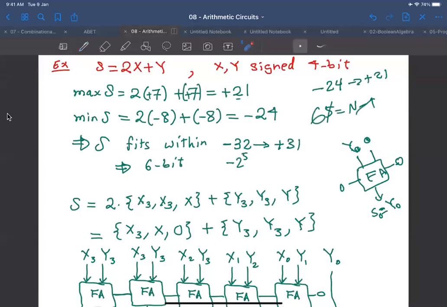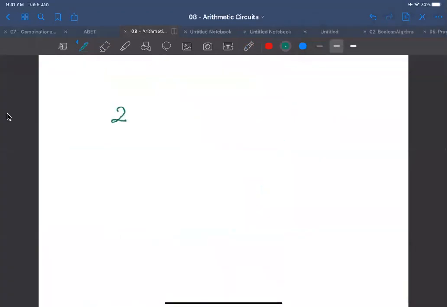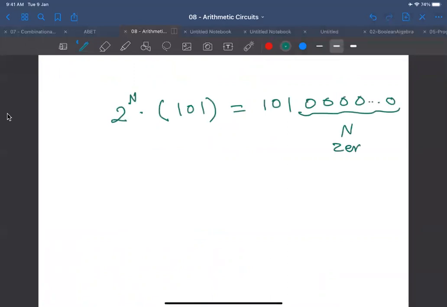So you have here a multiplication problem, multiplication by a power of 2. Remember, when you do multiplication by a power of 2, what do we do? So you have 2 to the n times a binary number, which is 101, for example. You'll have 101, the same number, followed by how many zeros? N zeros, exactly. Not n minus 1, okay?